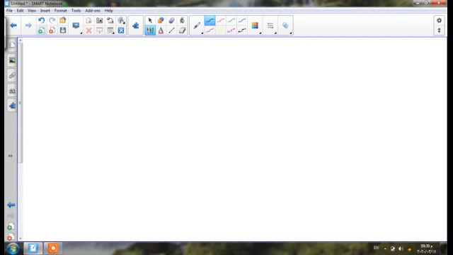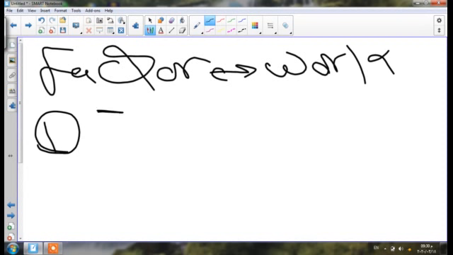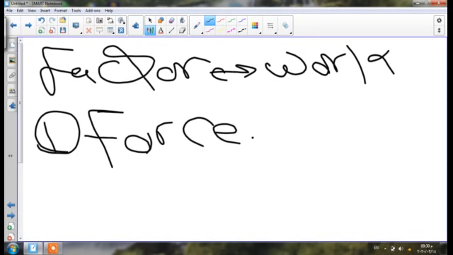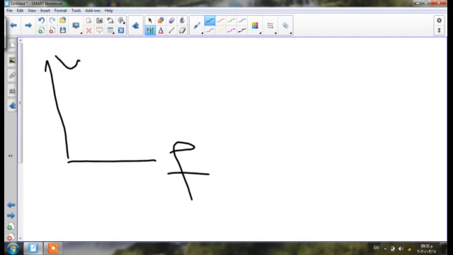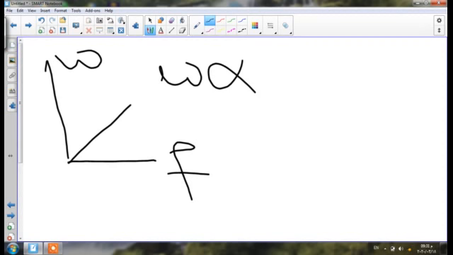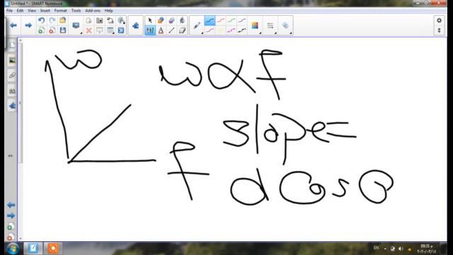We have three factors that affect the work. First one is force. Work is directly proportional to force. So the slope of this line equals displacement times cosine theta.